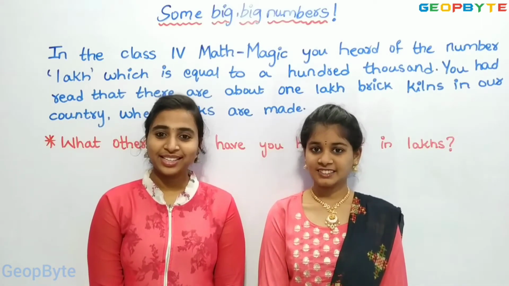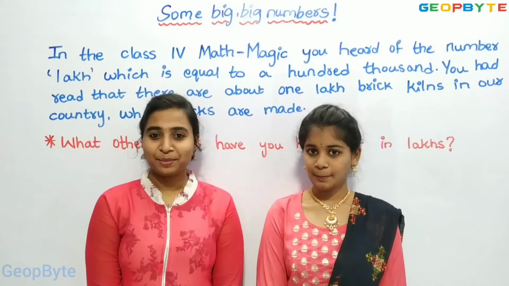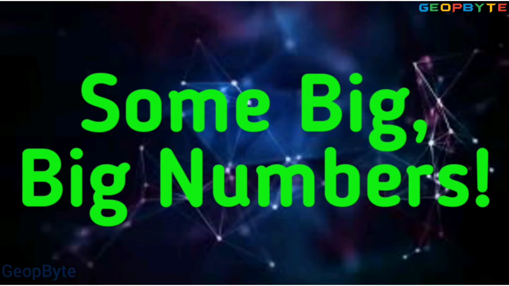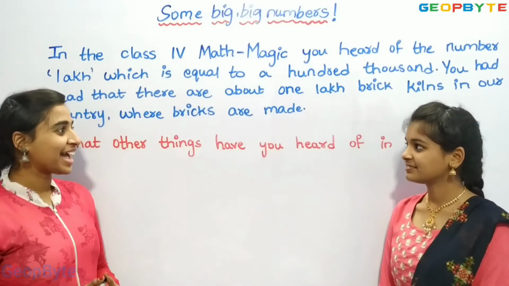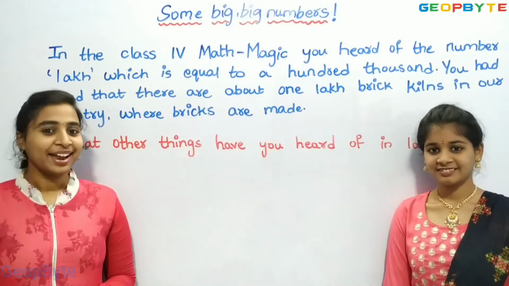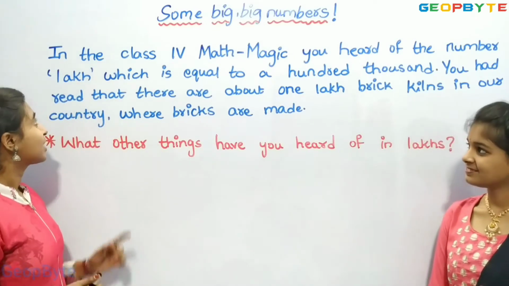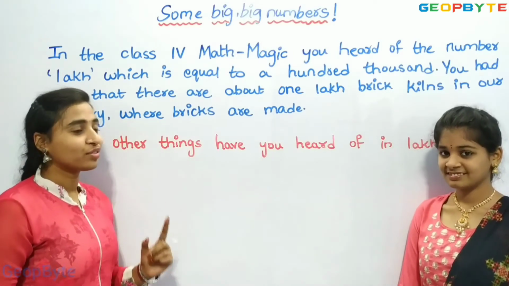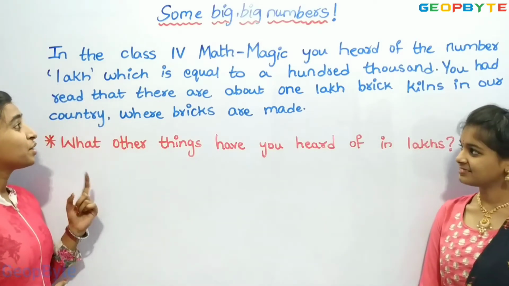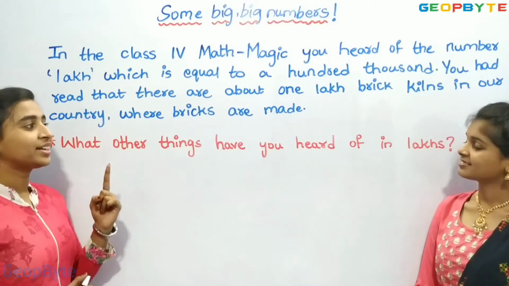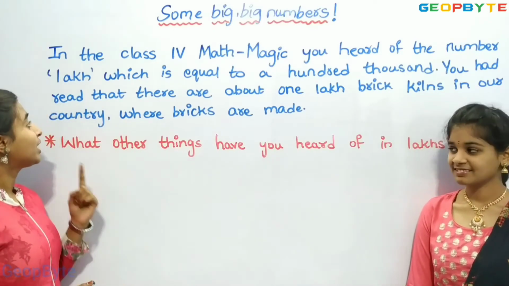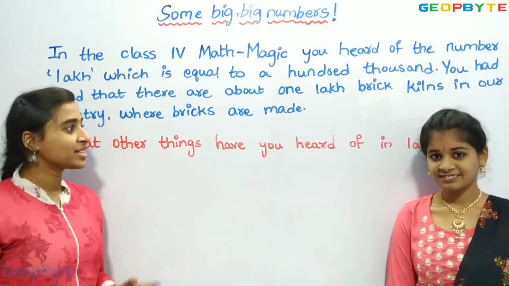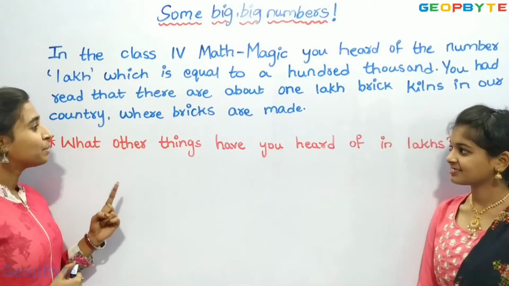Now, let us get into the topic some big numbers. Children, we have an information here. Let us read it. In the class 4 Math Magic, you heard of the number lakh, which is equal to 100,000. You had read that there are about 1 lakh brick kilns in our country where bricks are made.